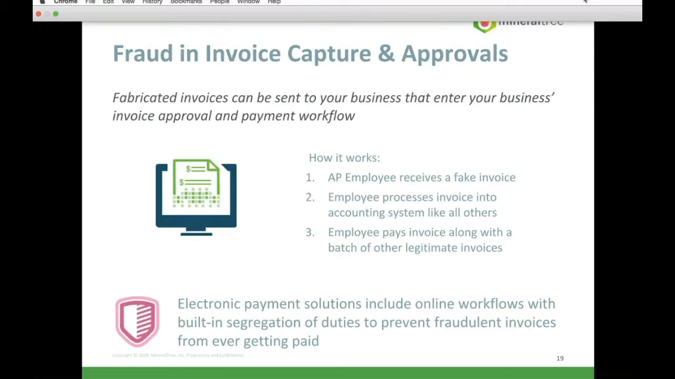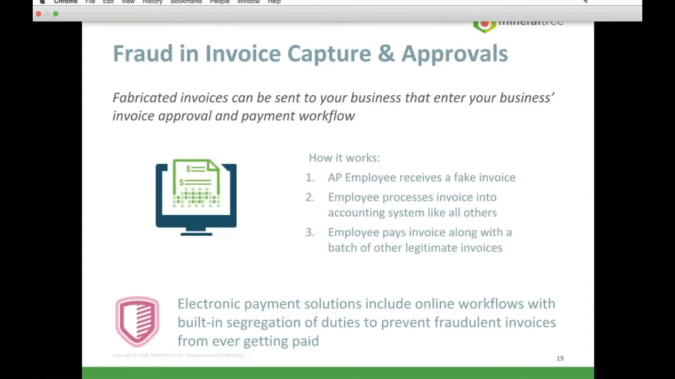There's potential from a fraud perspective for outside as well as internal fraud. An employee might even fake an invoice and then process it, running a scheme inside of a large organization that doesn't have the proper controls in place. And so the employee pays the invoice along with the other batch of legitimate invoices, right? Electronic payment solutions include online workflows that build in segregation of duties to help prevent that fraud from happening or ever getting paid. And later in the webinar, you'll actually see how that works in action.